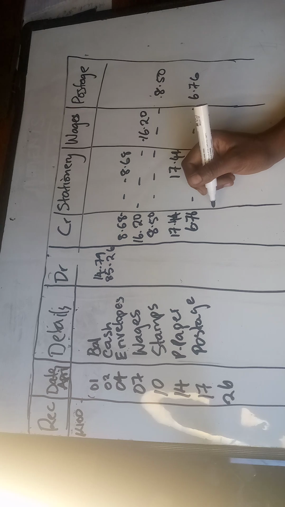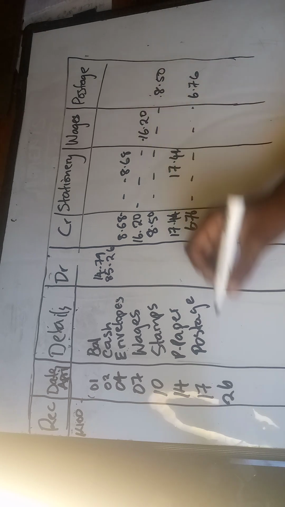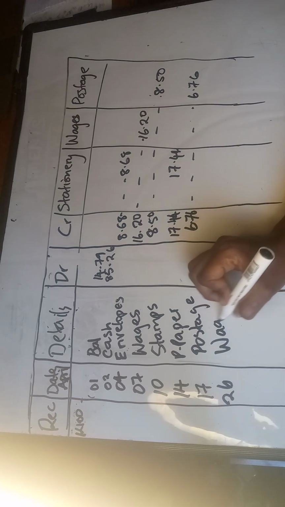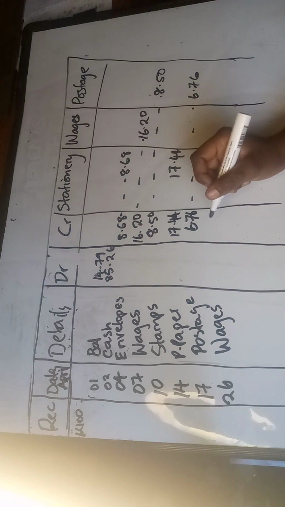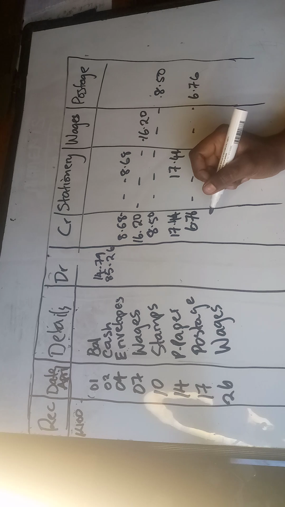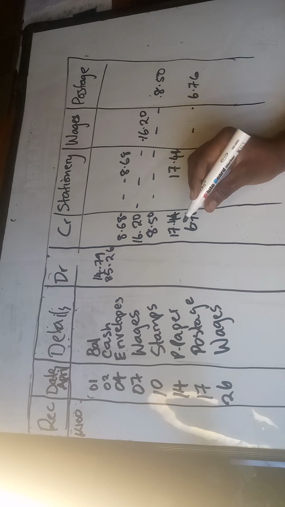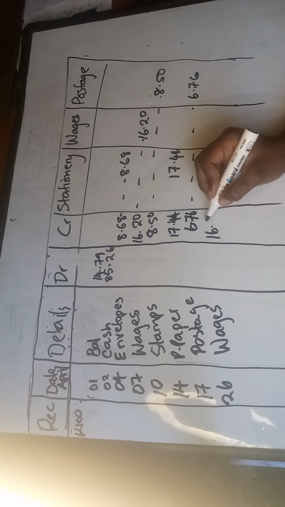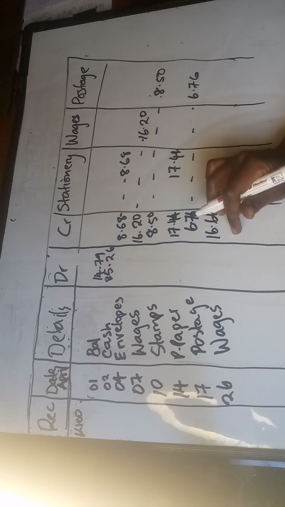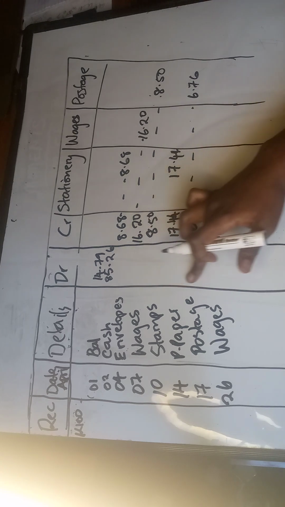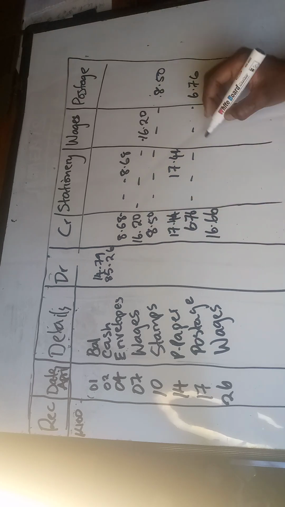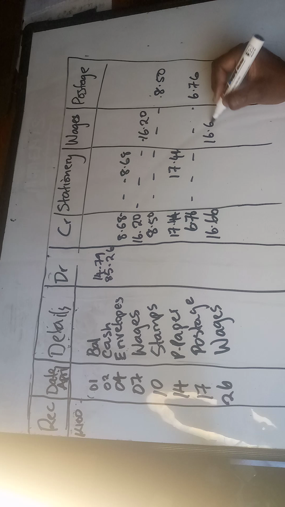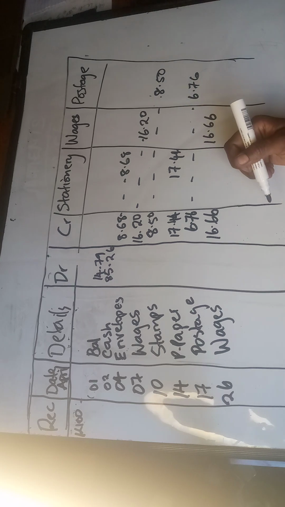And then on the 26th of April, paid wages. Okay, wages are like salaries, but they have to be paid immediately the work is done for each day. So 16.66. So since you're making the payment, the money will go into the credit column, but for the person receiving the wages, the money will go in the debit column. Then we'll record the same 16.66 under the wages column.